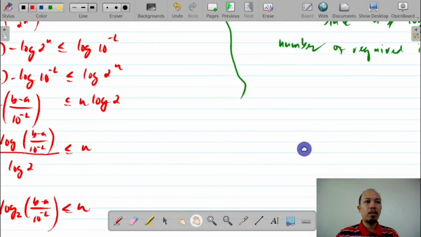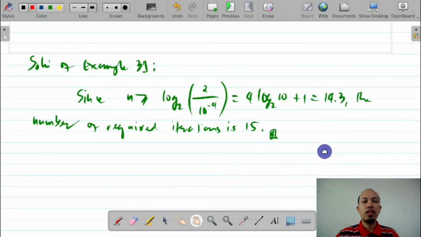So I know that you are now convinced with this formula. We need 15 iterations. That's how you will get the number of iterations, to ensure that the iteration in the Python program is correct, so that it will not print the last print option in the bisection method code. Okay, so that's it for today.